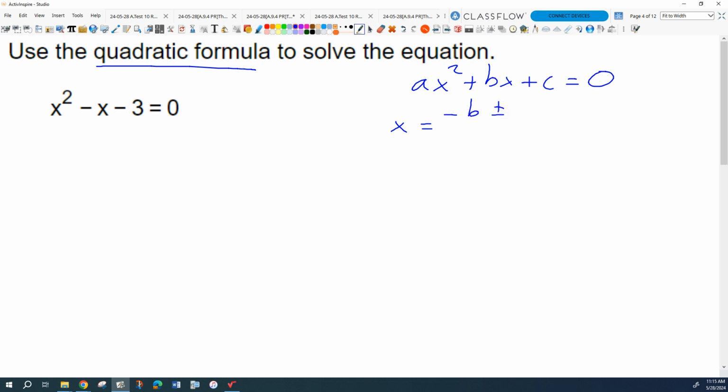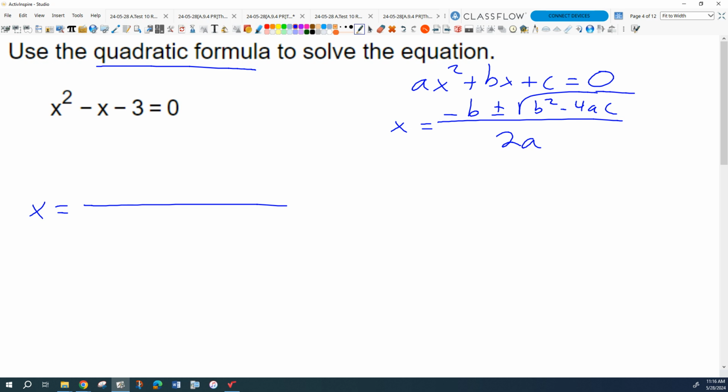Negative b plus or minus... Good, all divided by 2a. Make sure you put that division bar under everything, not just the square root, the whole thing, right? So now I can just plug and chug. Using the quadratic formula, what would go on top? What are my values of a, b, and c?